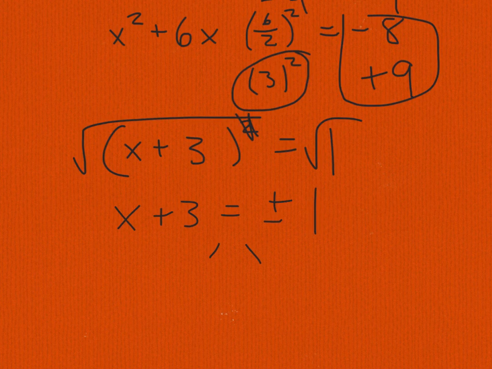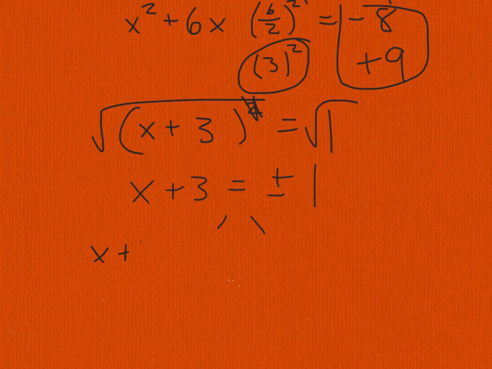So we're going to split this up into our two equations. So we have x plus 3 is equal to a positive 1, and x plus 3 is equal to a negative 1.